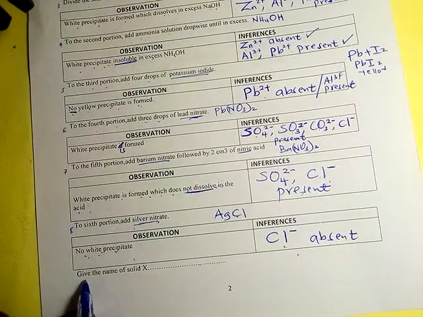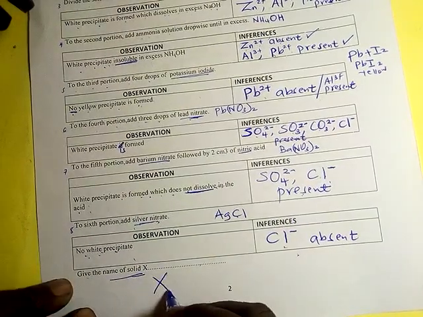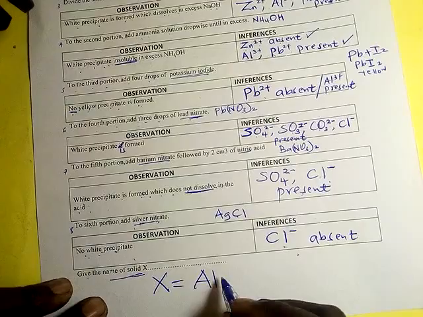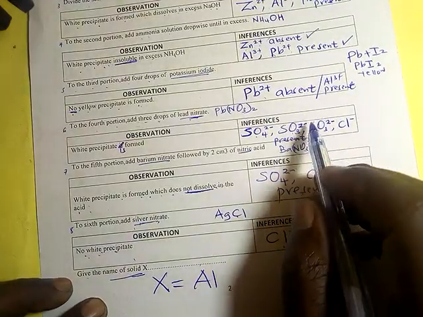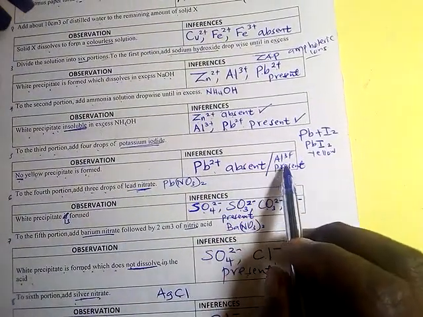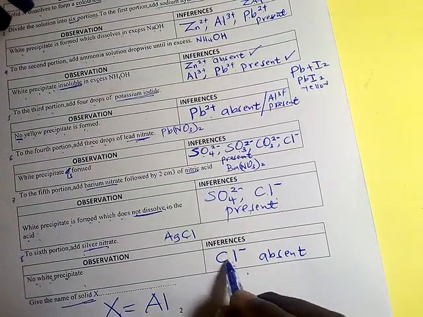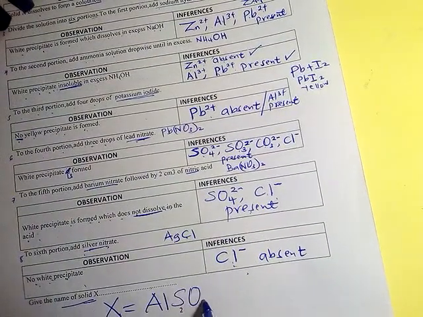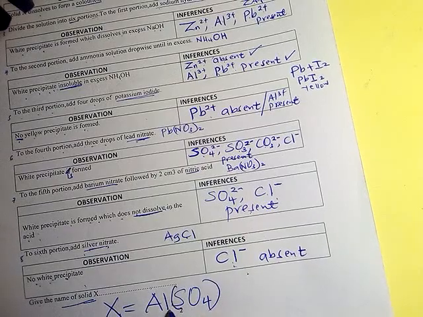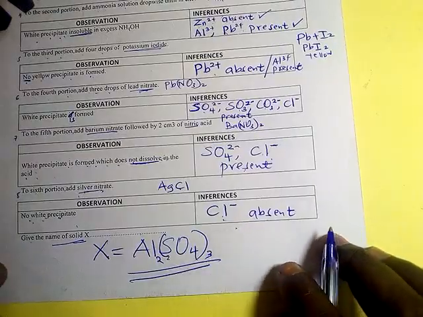So when you want to give the name of solid X, X is aluminium sulfate, because here we said aluminium is present. Aluminium sulfate is the compound that is present here.